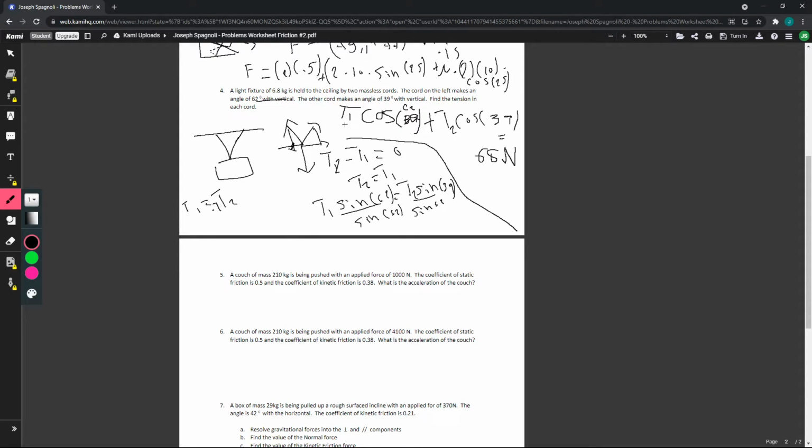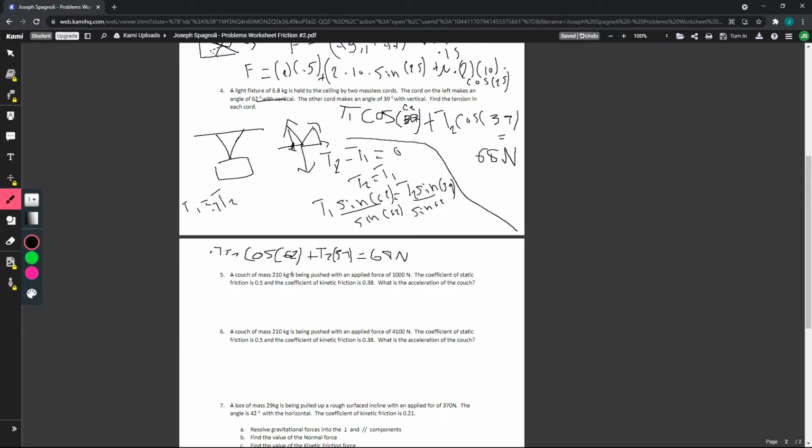So instead of t1, we could replace that by 0.7 t2 cosine 62 plus t2 cosine 37 is equal to 68 newtons. Now from here, we can simply just smack it in our calculator.